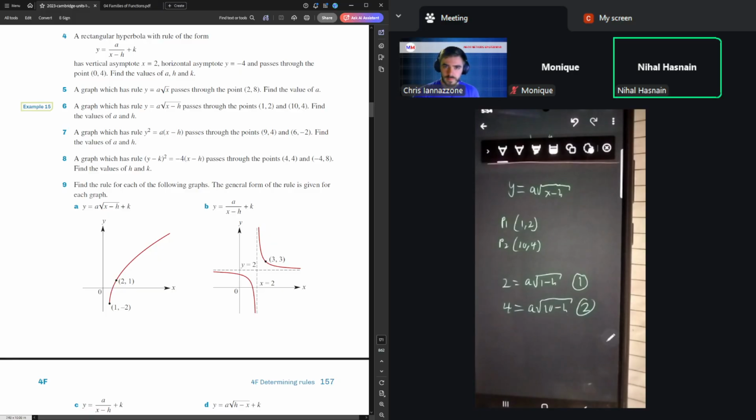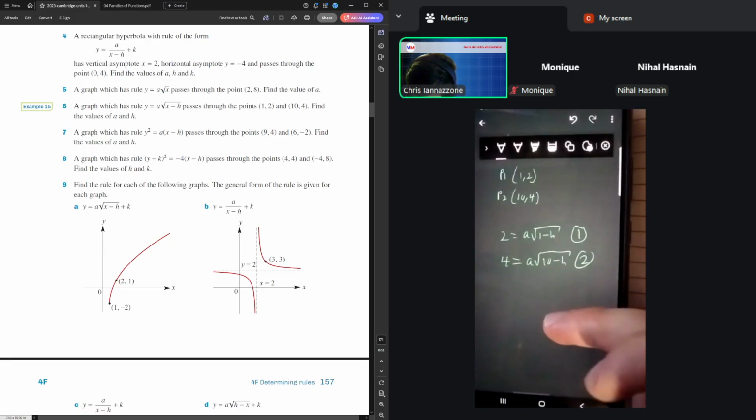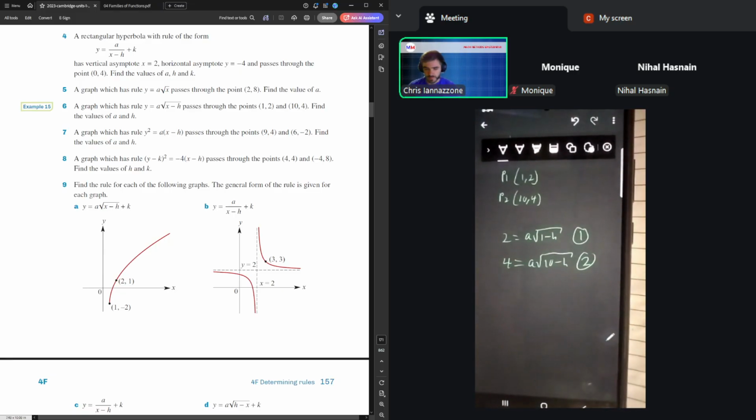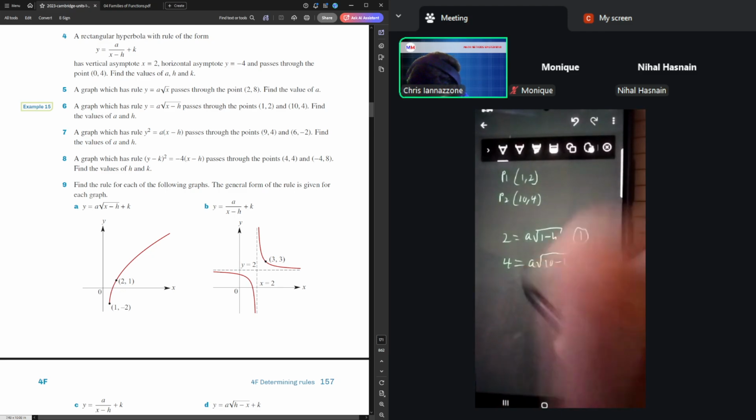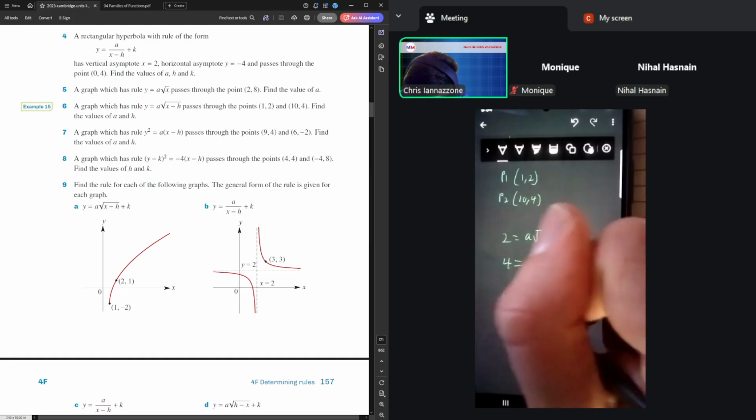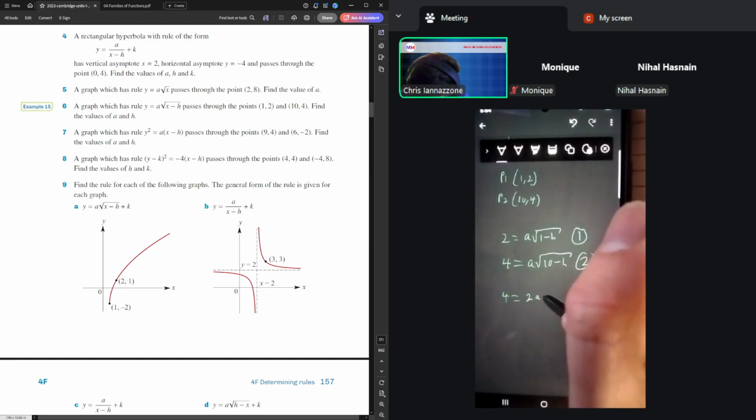We can use elimination for this, maybe. Yeah, I think that'd be probably the fastest way to go about it. Elimination, how are we going to implement it? We can double the first equation. So that'll make it into 4 equals 2a root.